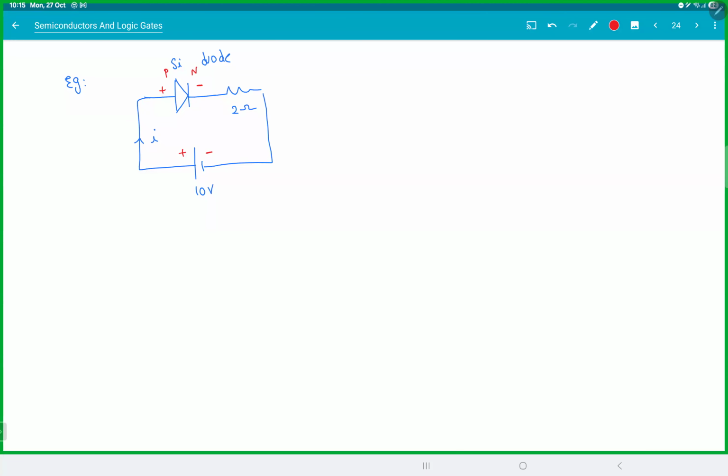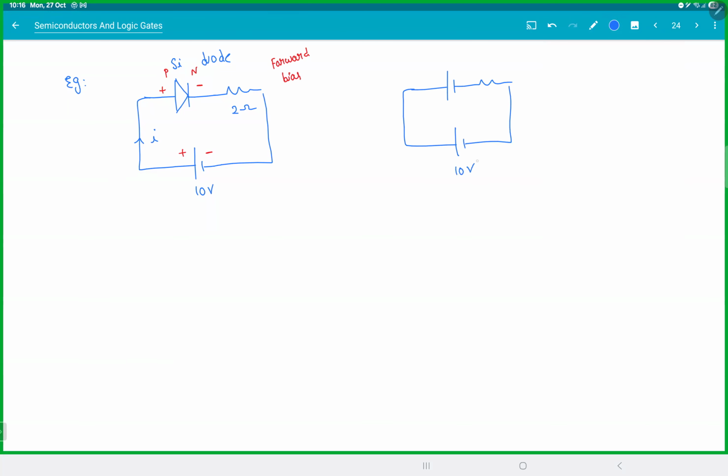So this is in which bias? This is in forward bias. The holes are being pushed forward and the electrons are being pushed backward. So it works like a wire, and your circuit becomes like this. And in the question, it is specifically mentioned it is a silicon diode.